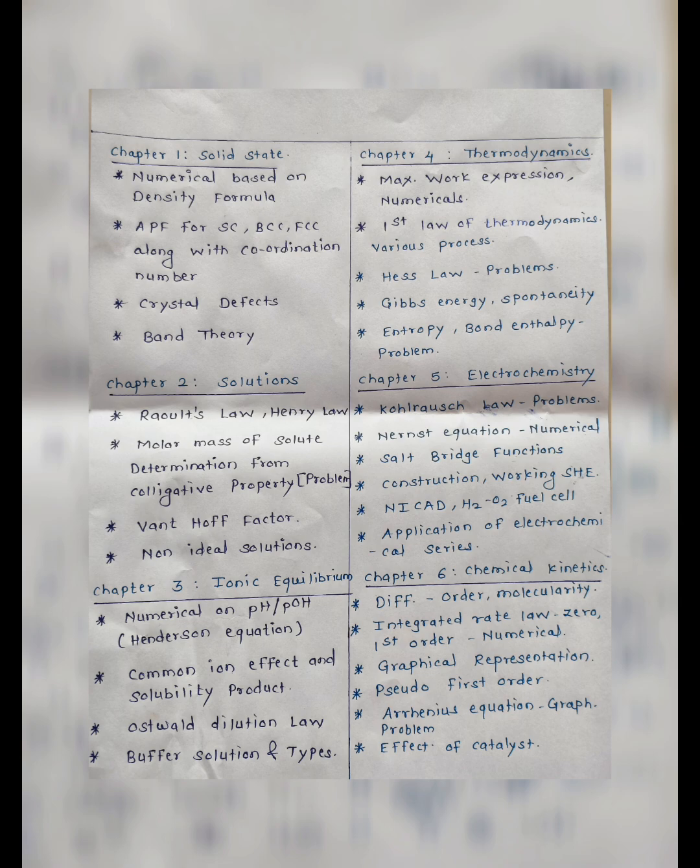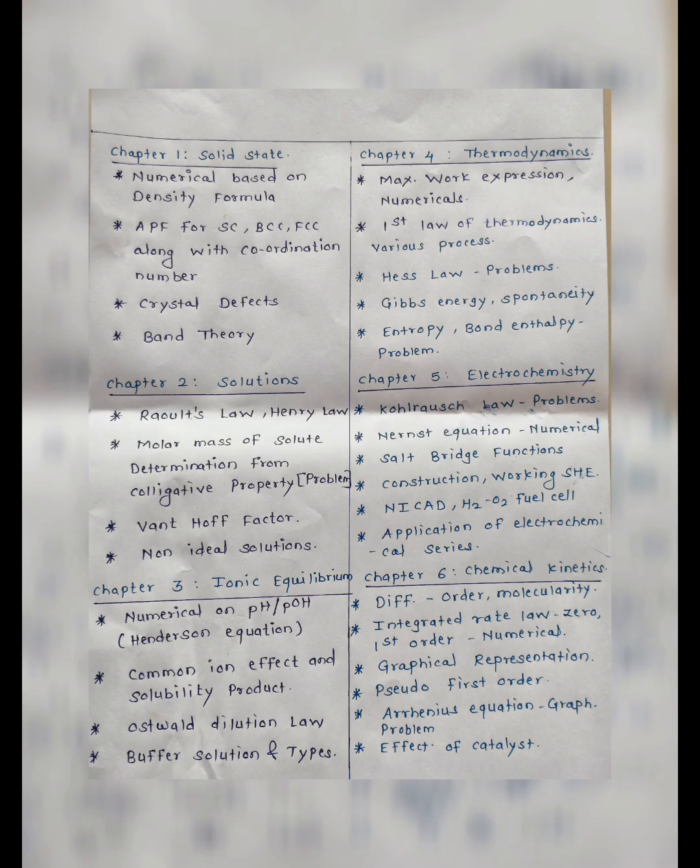Gibbs free energy and spontaneity are important, meaning what are the criteria for a spontaneous reaction, and what is the relationship between the Gibbs free energy delta G, whether it is negative or positive. On that basis, whether the given process is spontaneous or not is very important. Next one is entropy and bond enthalpy problems. In that case, the formula is very important as well as some solved problems.